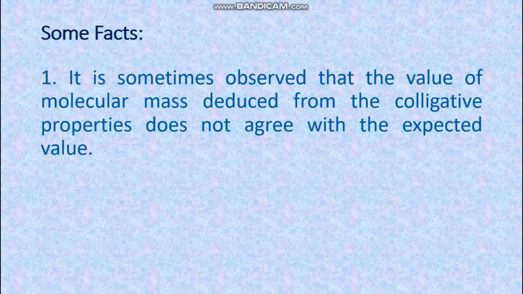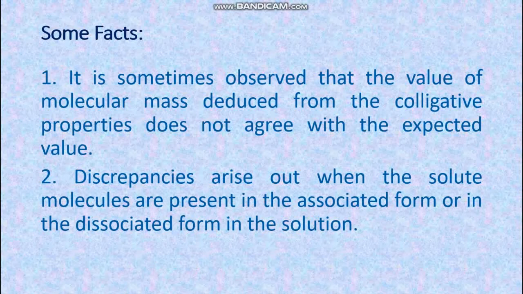So this is one case, and discrepancies arise when the solute molecules are present in the associated form or in the dissociated form in the solution. That means these types of discrepancies arise if something else happens to the solute particles after dissolution. They may get dissociated into more than one particle, or they may combine to associate to form a single species from more than one particle. So in these two situations, these types of abnormalities arise.